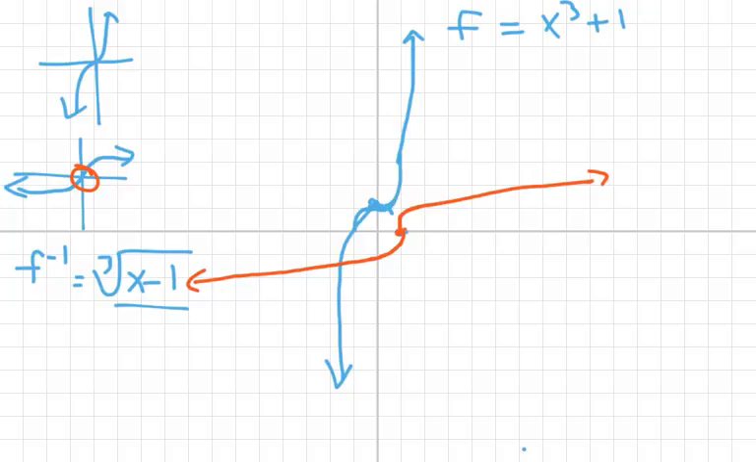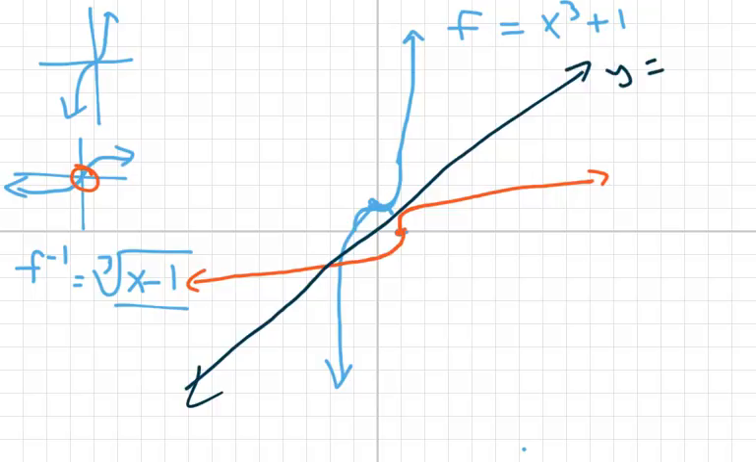There you go. You get the idea. Now I have to draw y equals x here. I'm just going to draw it really quick. So this is y equals x. This one is f inverse, which equals cube root of x minus 1. So if you know your parent functions, this is going to be easy to graph. Okay? So it's something like that.